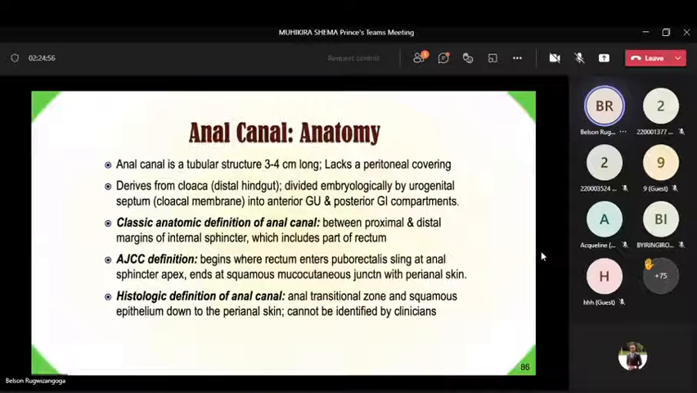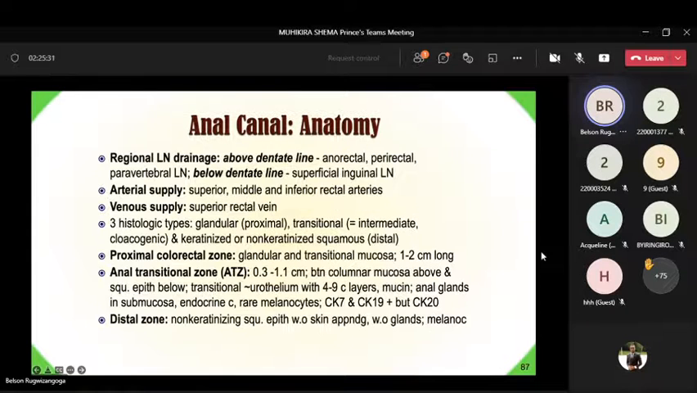So this is just anatomy. You know that the anal canal is a tubular structure about 3 to 4 centimeters long. There is no peritoneal covering, of course. It derives from the cloaca, distal hindgut. You have seen this in embryology. So there are types of definitions of the anal canal: the classic anatomic definition, the American Joint Committee on Cancer definition, and the histological definition of the anal canal. So this is a matter of anatomy.